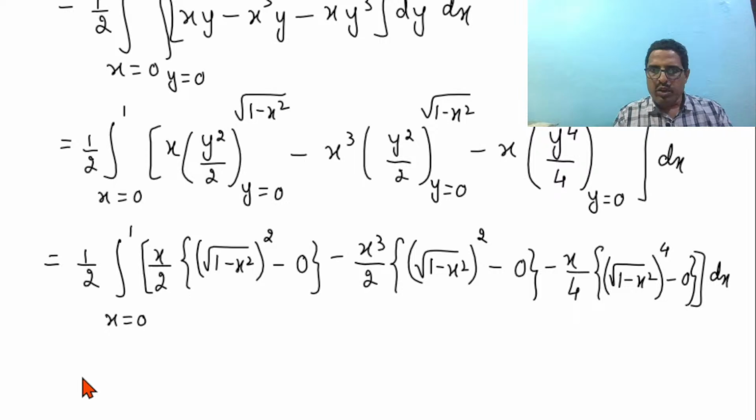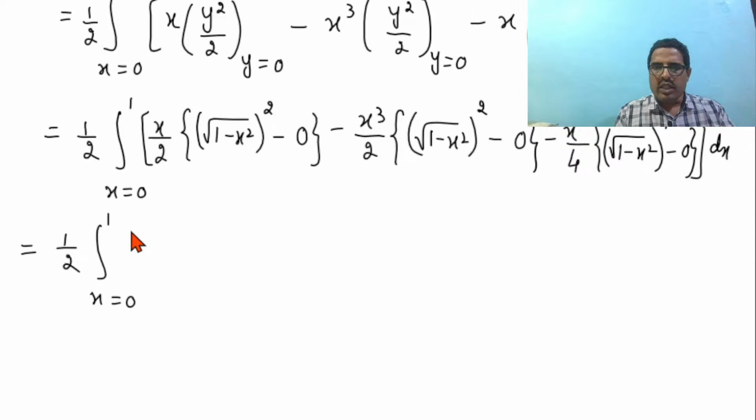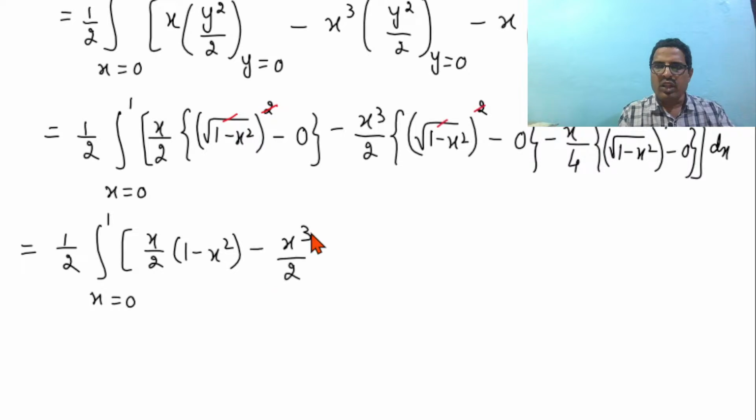Let us further simplify this one. This will be equal to half times the integral of x equals 0 to 1. This x by 2 will remain as it is. We see that the square and square root will cancel out. You are just left with 1 minus x square. 0 you can ignore, then you have x cube by 2. Again you can see this square and square root will cancel out. You are just left with 1 minus x square. Again next term, minus x by 4 as it is.